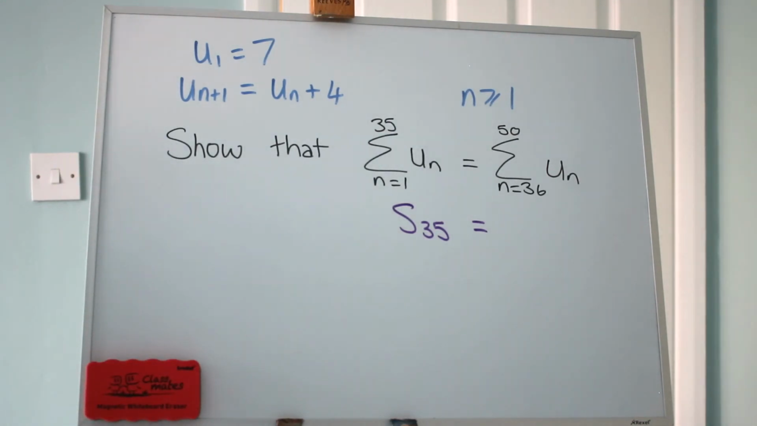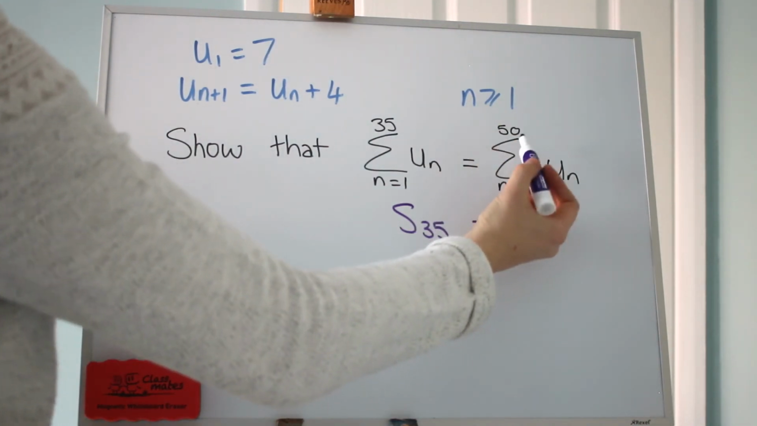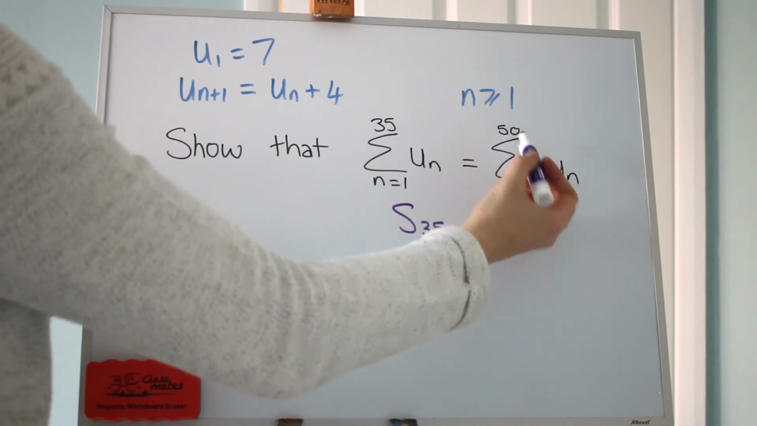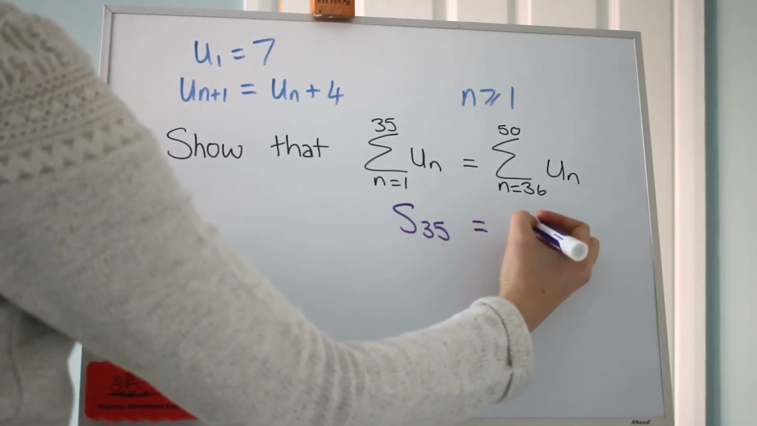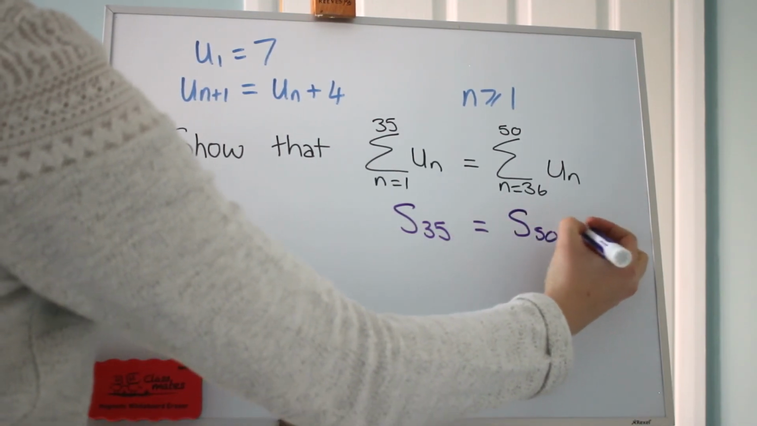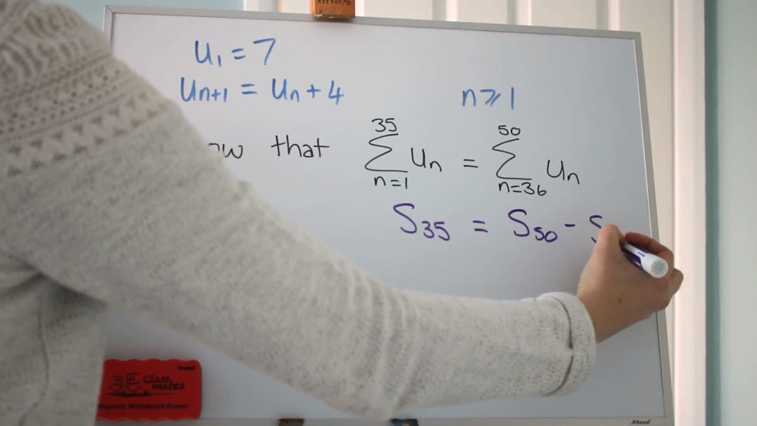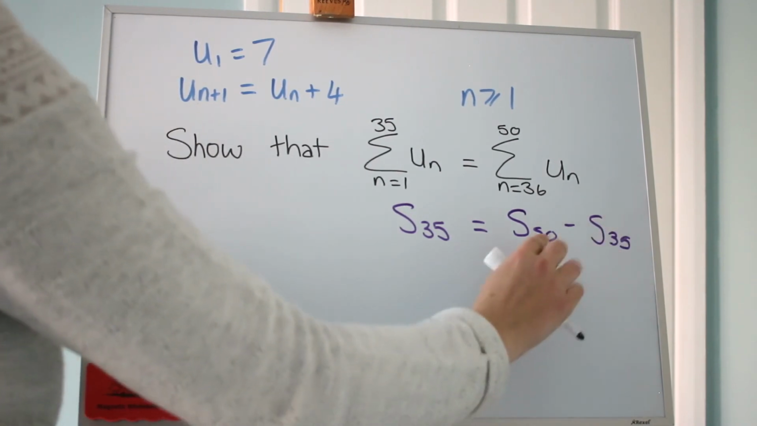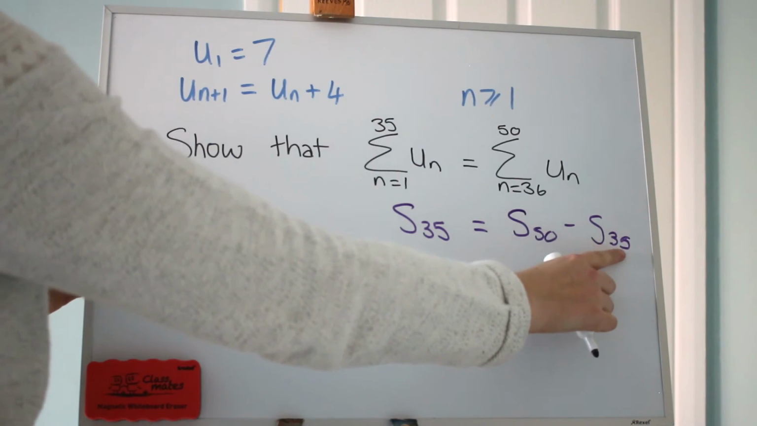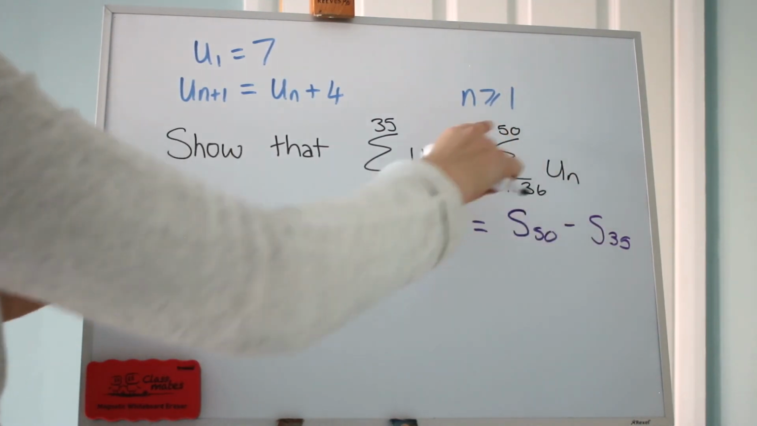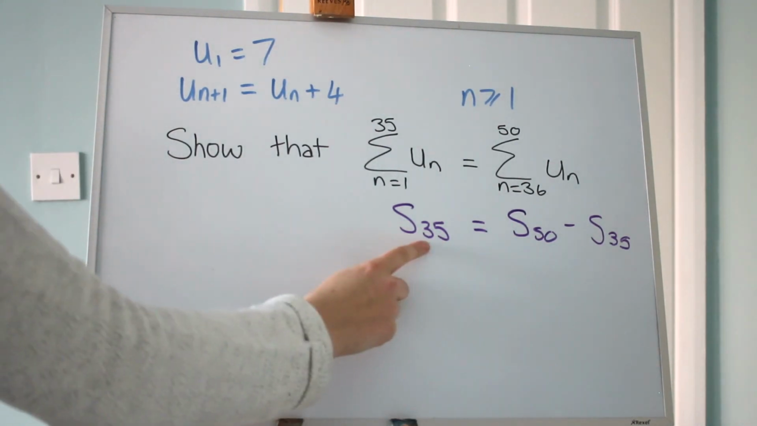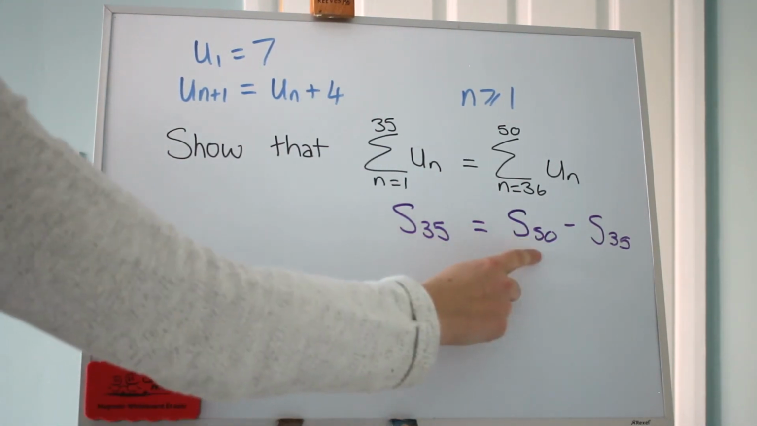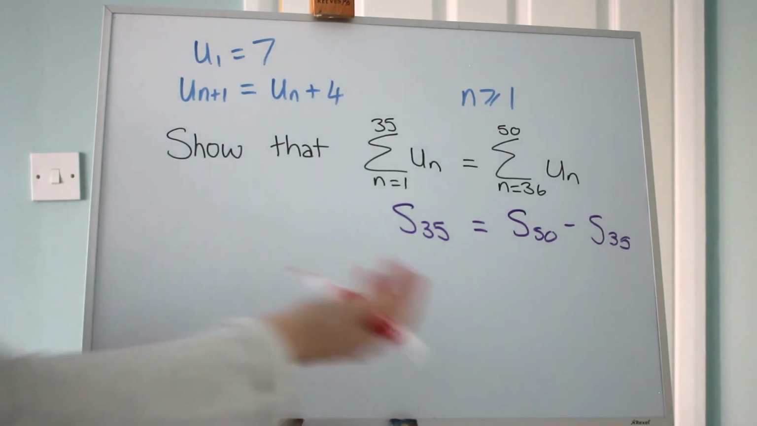So, to put that into our arithmetic sequence language, this here is the sum of the first 50 terms without the sum of the 35. So it's actually the sum of the first 50 minus the sum of the first 35. Does that make sense? So if you take off the first 35, then you're left with the 36th up to the 50th terms. We're wanting to show this, so we need to find the sum of the first 35. We also need to find the sum of the first 50. So have a go at doing that.